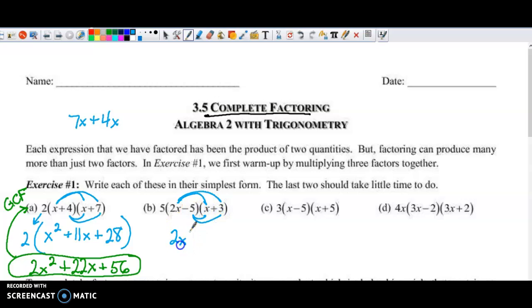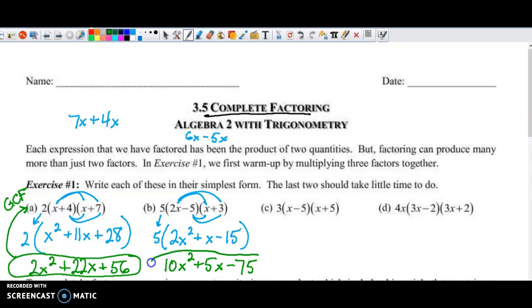We do have 2x squared. The outside would be 6x. The inside would be negative 5x. So that's a total of 1x. And then negative 5 times 3 is negative 15. But again, you have that 5 that's in front. So you need to distribute that 5 into the problem. 10x squared plus 5x. Let's see. 15, 30, and 60, 75. There we go. Don't be afraid to use a calculator.